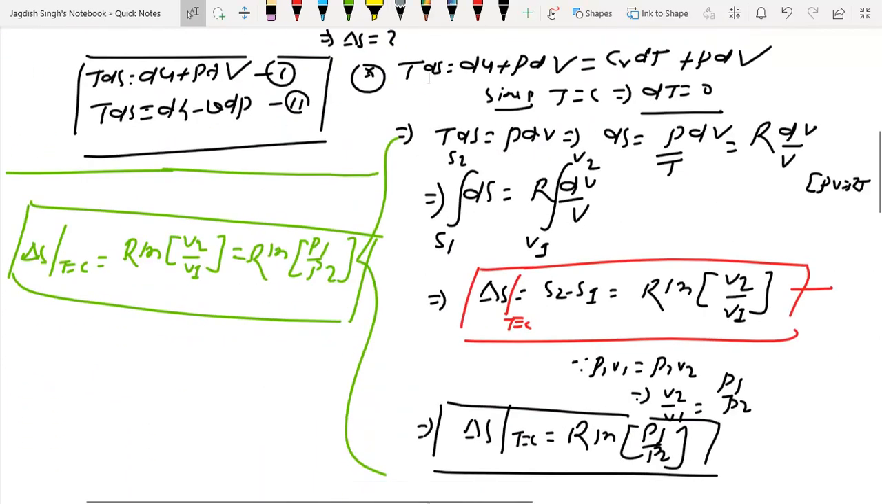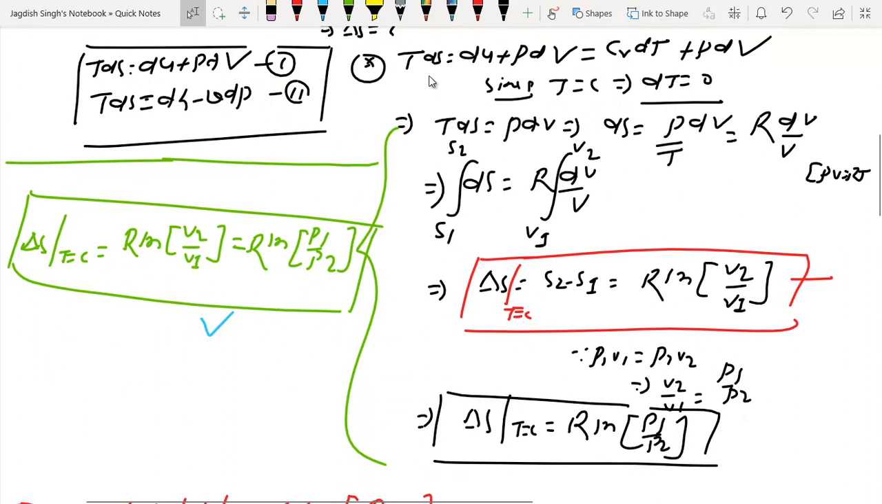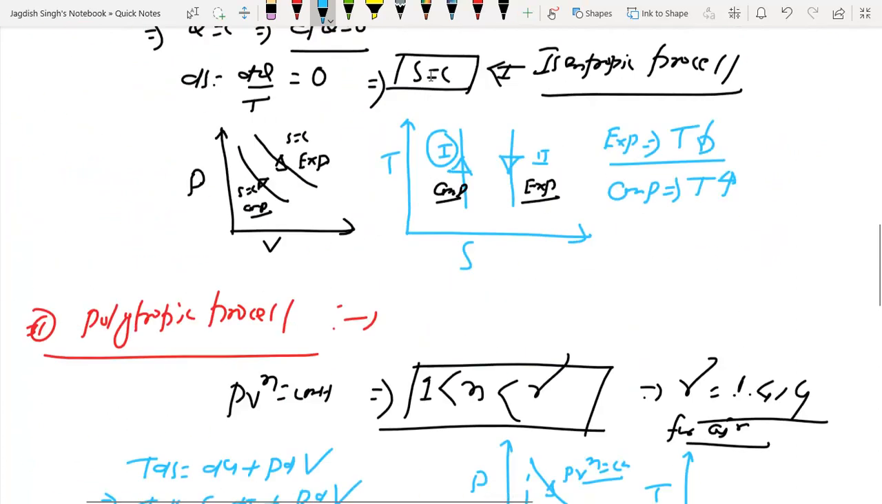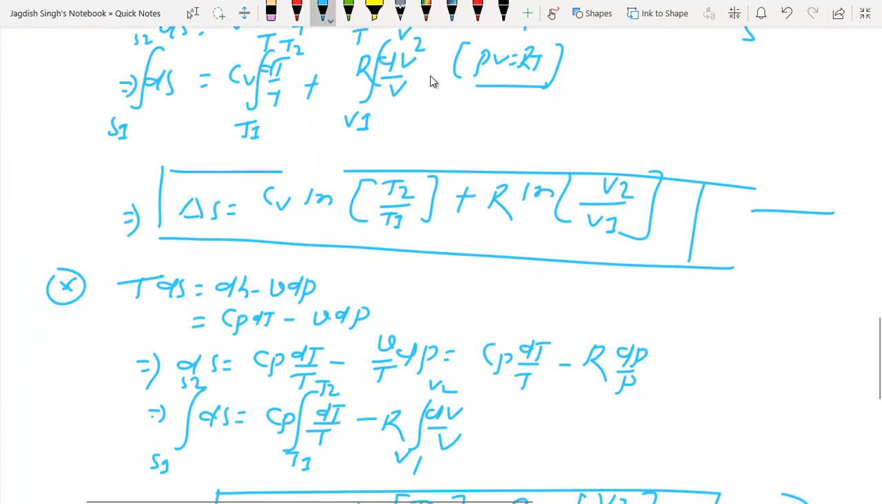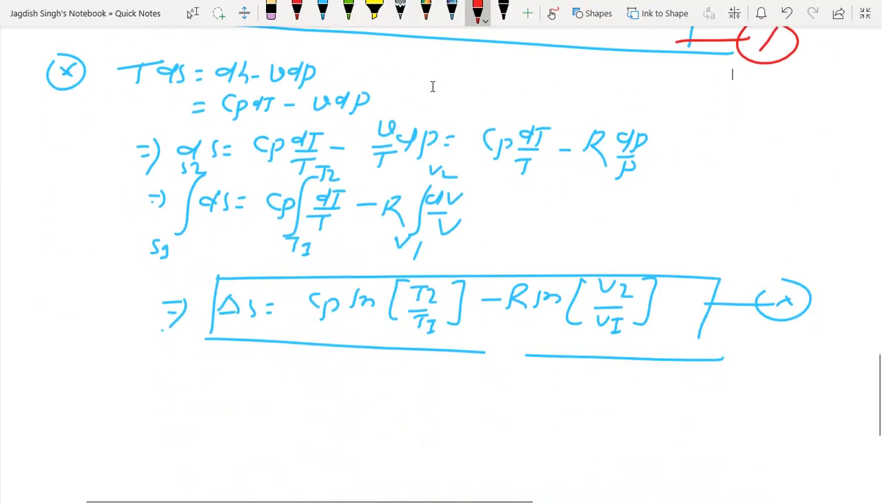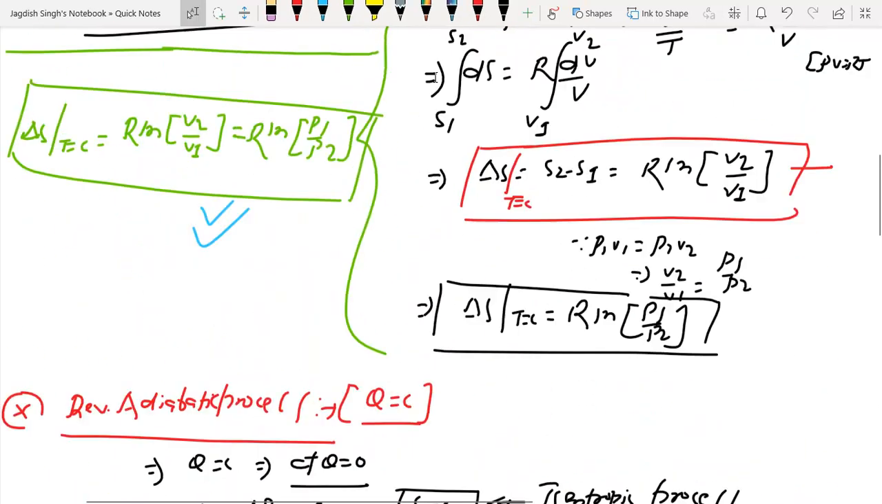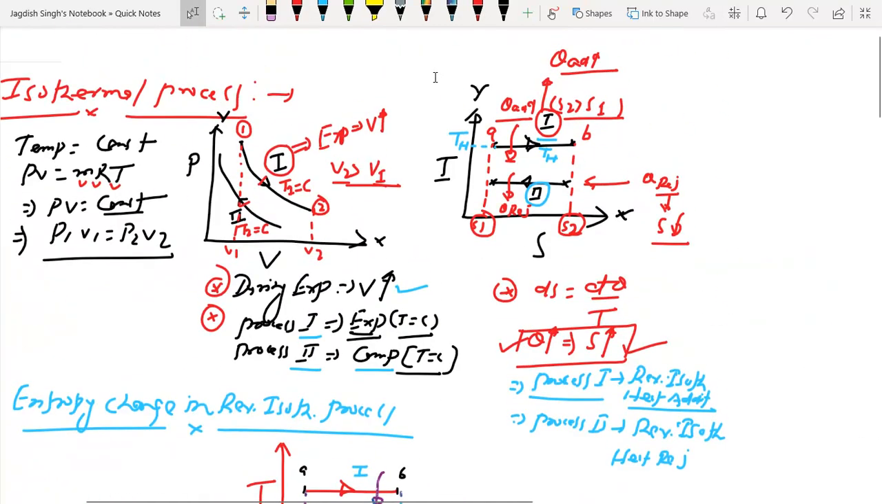So for the isothermal process, this is the equation. You can use any one equation, and for the polytropic process, you can use either this one or this one, depending upon the condition, like closed and open system. They are simple. So this is all about the entropy calculation for all different processes.